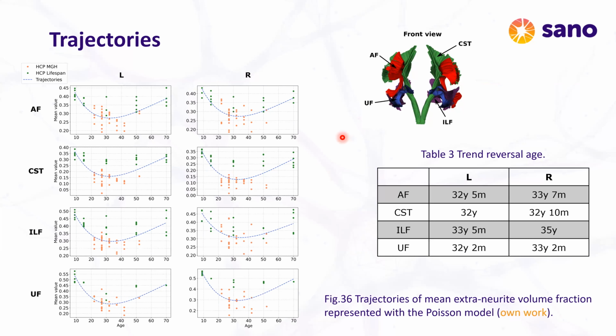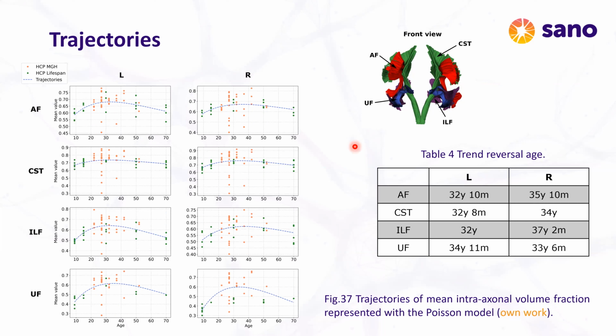And in the case of extra-neurite volume fraction of the NODDI model, the nature of changes is the same as in the case of radial diffusivity, but the extremum occurs later in life, mainly between 30 and 35 years. And the intra-axonal volume fraction of the SMT model shows the same trend of changes as fractional anisotropy, but the maximum occurs in the same age range as in the case of extra-neurite volume fraction of the NODDI model, so between 30 and 35 years.